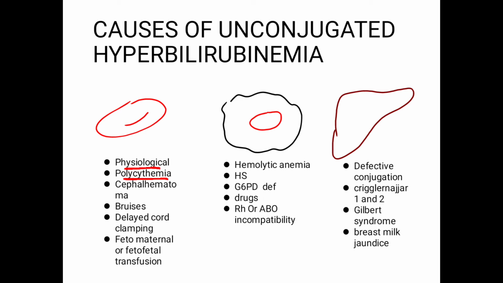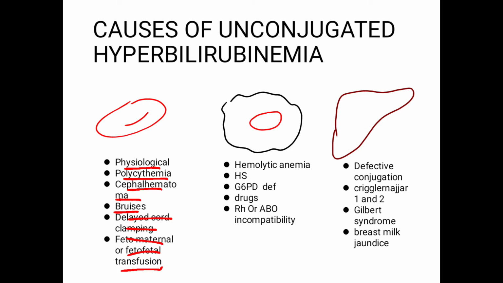Polycythemia, in which there is increased production of RBCs and increased RBC cell mass. Cephalohematoma, again due to birth injury, which increases the level of RBCs in the blood. Bruises, the same mechanism. Delayed cord clamping ensures that a large amount of blood is delivered to the fetus, again increasing the RBC load in the fetus. Feto-maternal or feto-fetal transfusion.